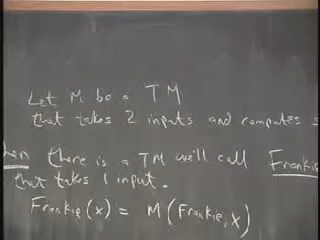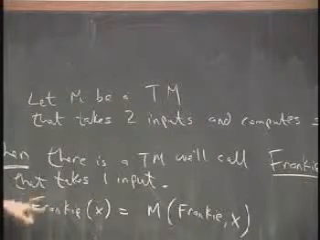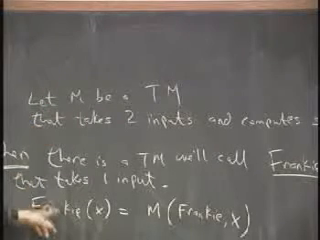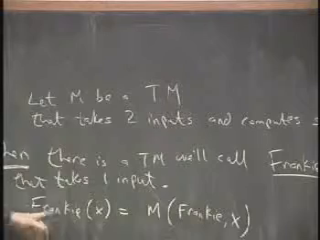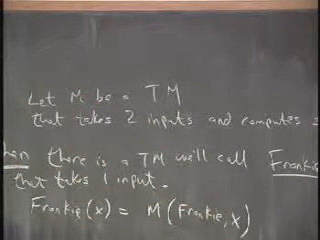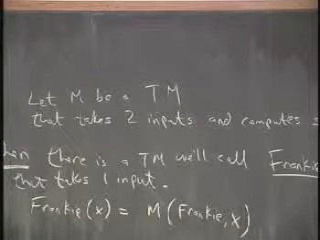What does that mean in English? It means that this Turing machine, Frankie, is computing what this Turing machine did, but has automatic access to its own description. And it uses it that way. So that's kind of a weird way to put it. Let me do an example. You'll get it with an example. Let me get rid of this.